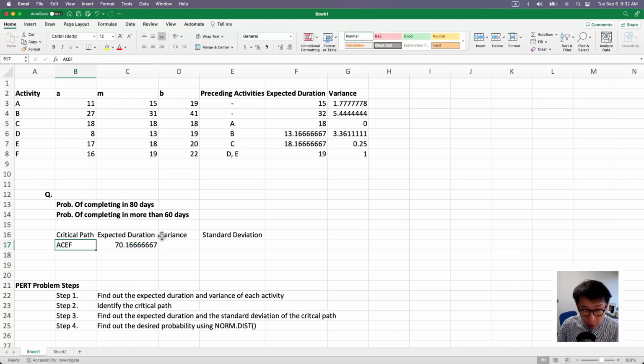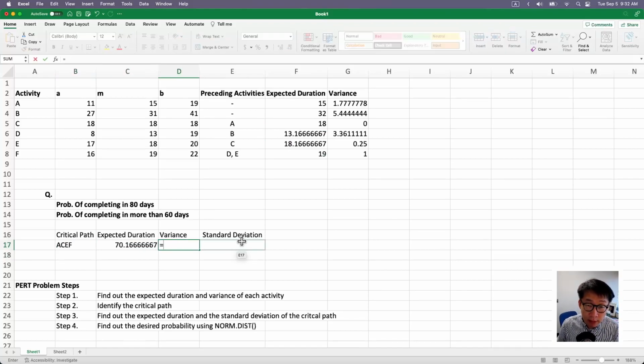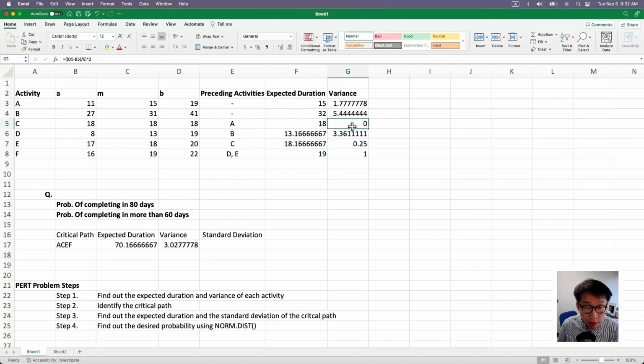It's gonna be roughly 70 days. And your variance is gonna be the same calculation. You're gonna put together the variance: the variance of A, variance of C, the variance of E, the variance of F. Okay, so you may be wondering why this has variance of C.